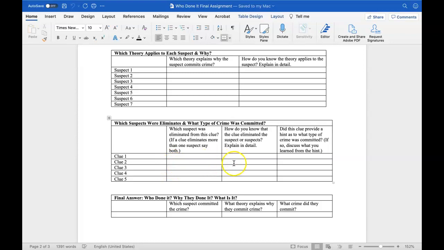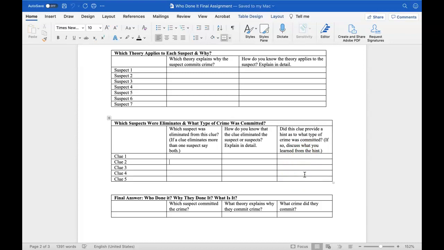You're going to tell why you knew that that mattered, probably because of the theory in particular. These how do you know answers are just very short, maybe one sentence explaining why you matched that theory up with that particular clue or suspect. And then also in this second part, you may sometimes get a hint as to what crime was committed. You're not always going to be presented with this part.